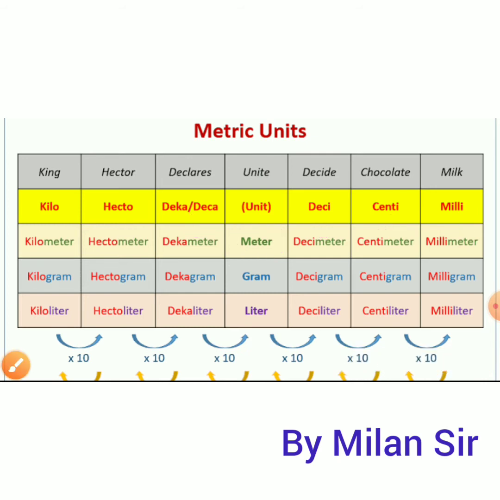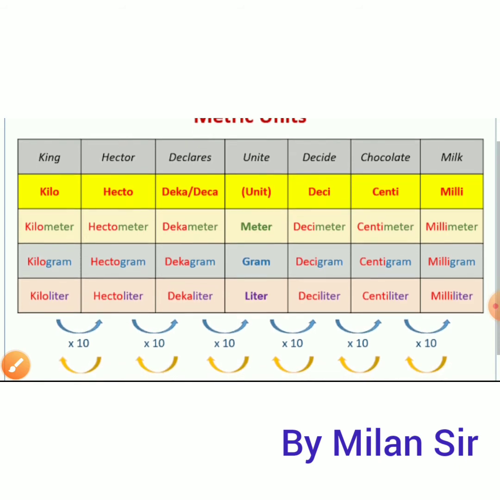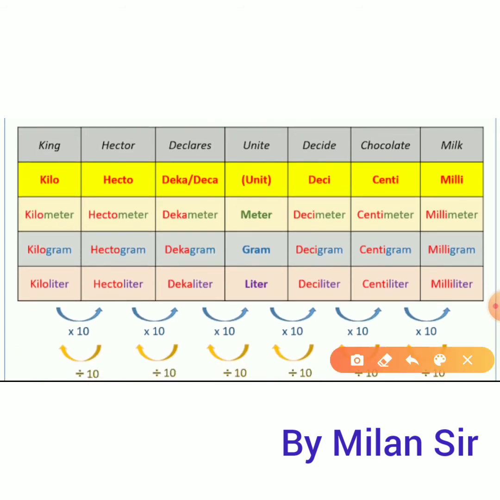Now if we want to convert from one to the other, what do we need to do? If we want to convert our unit from left hand side to right hand side, then we need to multiply it by 10. Kilo is a bigger unit than all of these, then hecto, deca, unit, deci, centi and milli. Millimeter is less than all these units. So going from left to right, we multiply by 10.